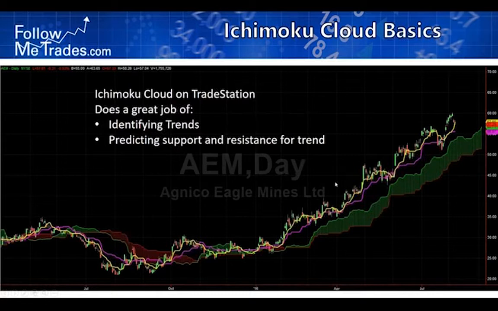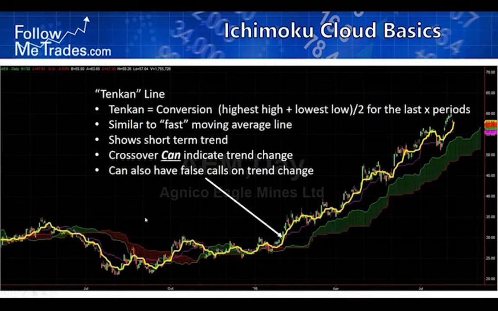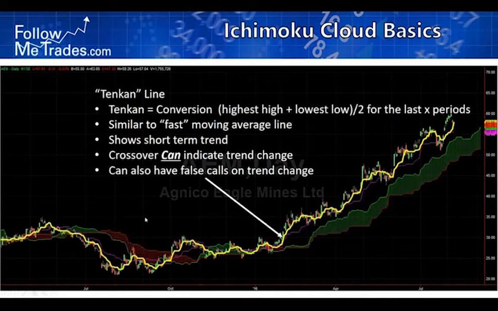If you're familiar with the cloud, you'll notice that I'm missing one of the components, and that's the Chikou line. I don't use it. In my approach, I don't need it. It just clutters up my chart, and I try to keep the charts as clean as possible. So let's walk through some of the elements here.